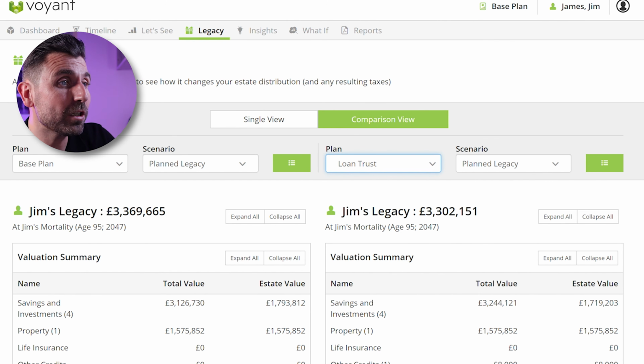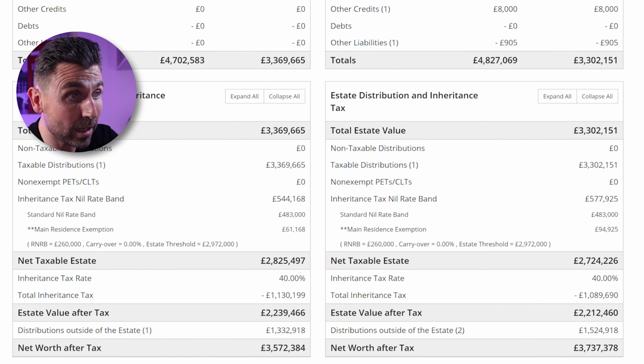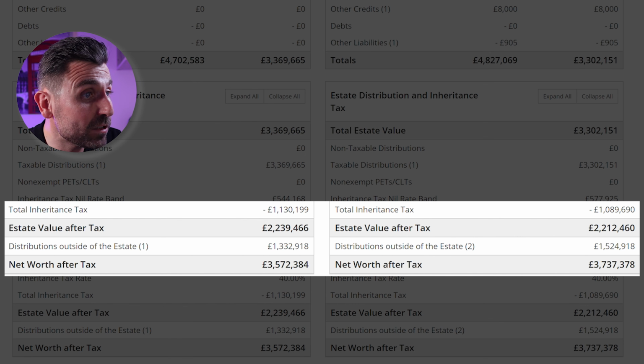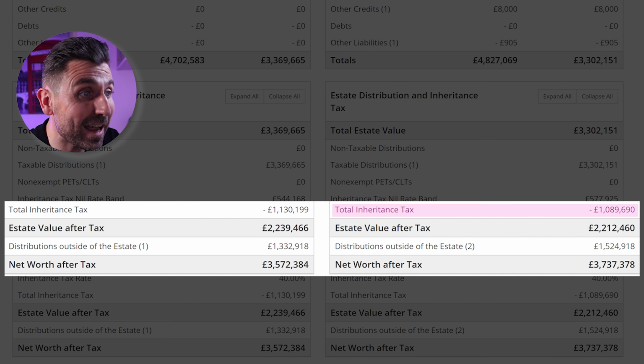So if Jim was to utilise a loan trust by loaning the same £200,000 and then withdrawing the same £8,000 a year as with the DGT, it again creates a marked improvement on the projected net worth position of the estate versus the base plan, around a £165,000 improvement with a £41,000 tax saving.